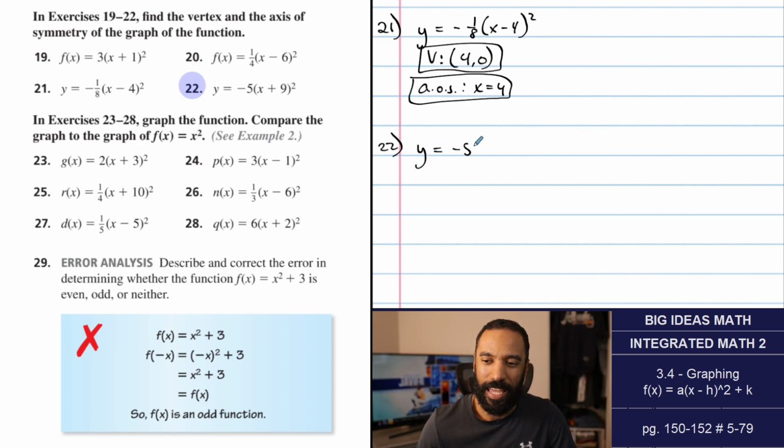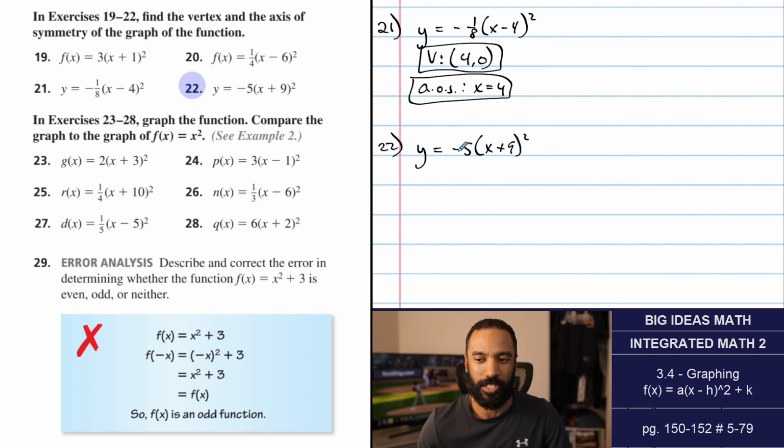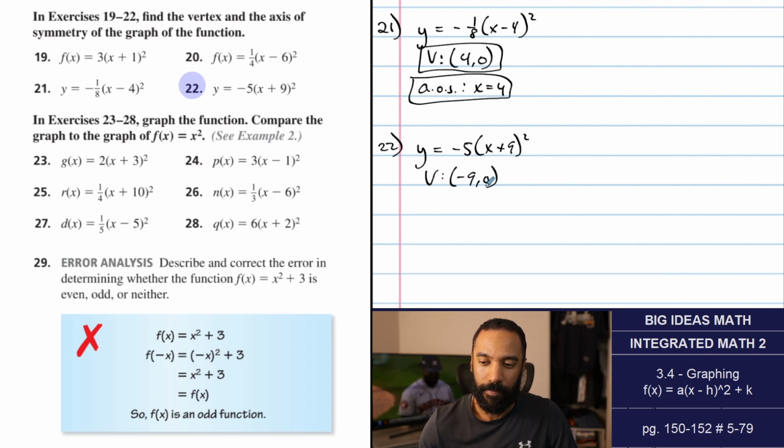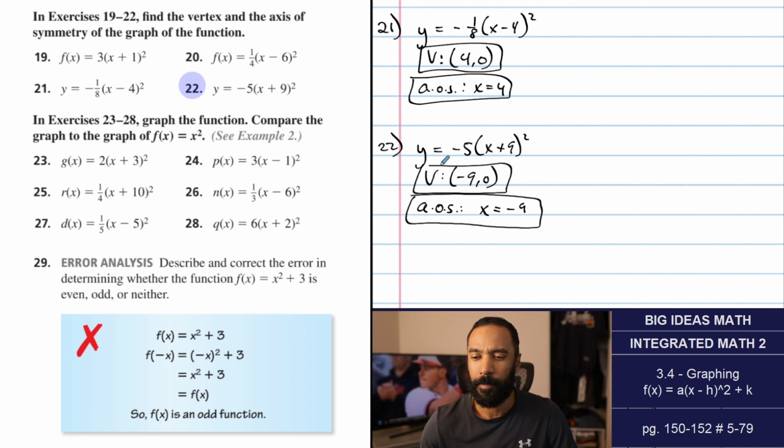Y equals -5 times x plus 9 quantity squared. I think part of it is they're just testing to tell you that this isn't k. And you know what? I see a lot of my students call that k. They're like, oh, this is the same as -5. No, this is times -5. A multiplies with your function. So your vertex is at -9, 0, and your axis of symmetry is at x equals -9. So not much to say on those things. I think you're just practicing the form as well.